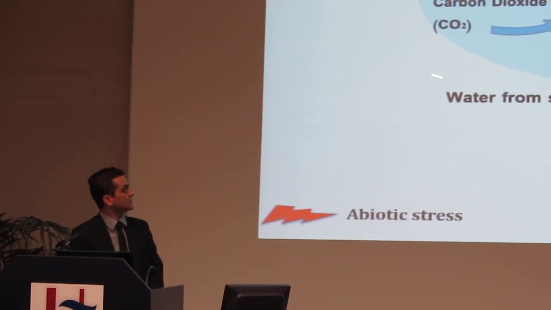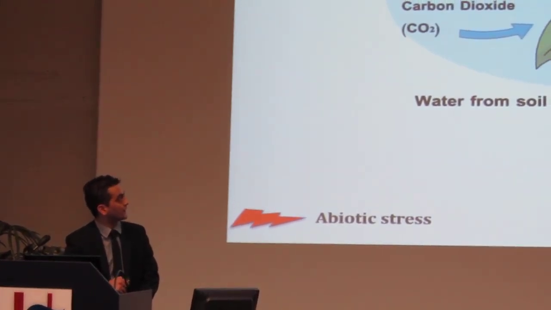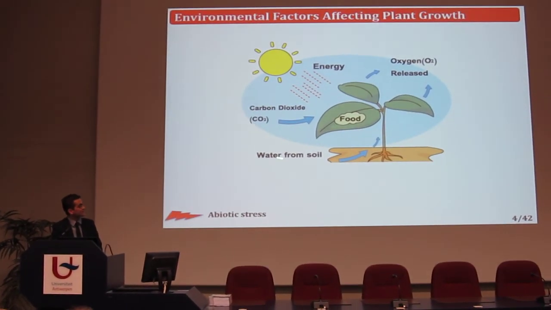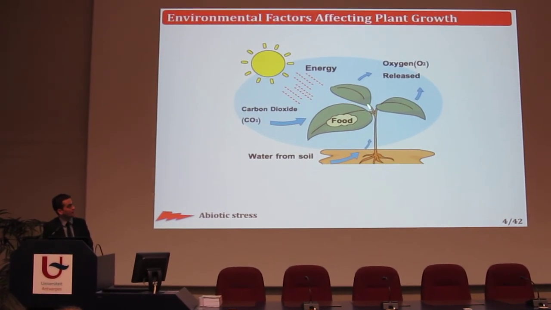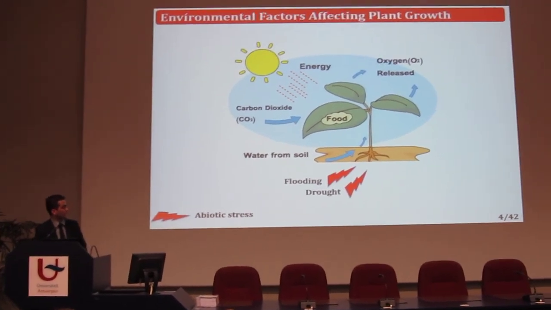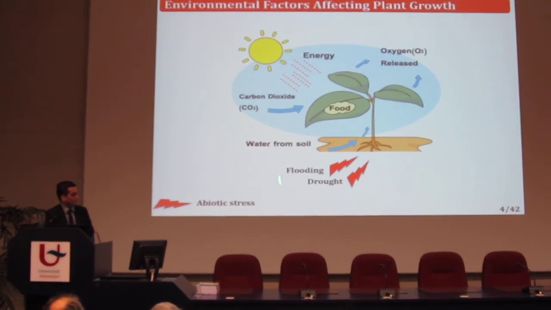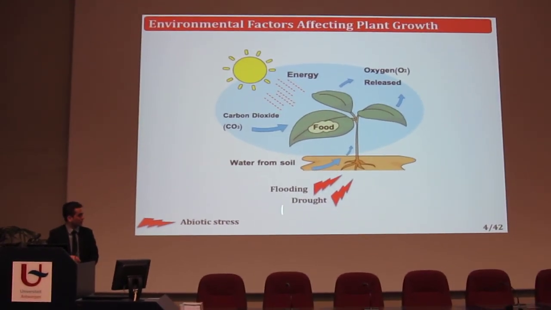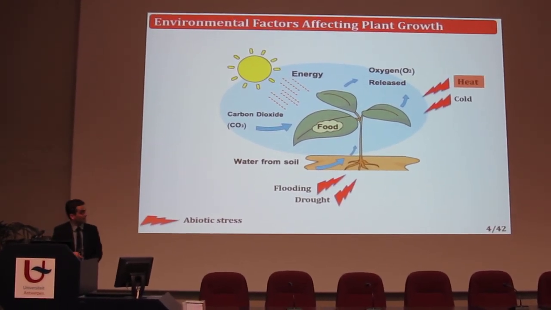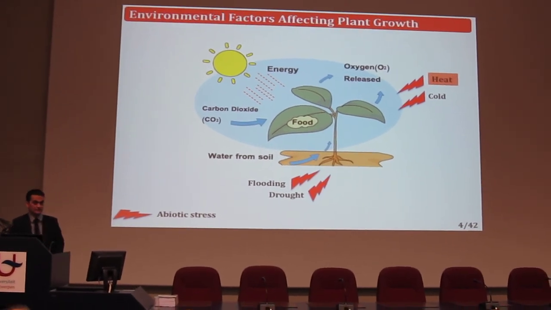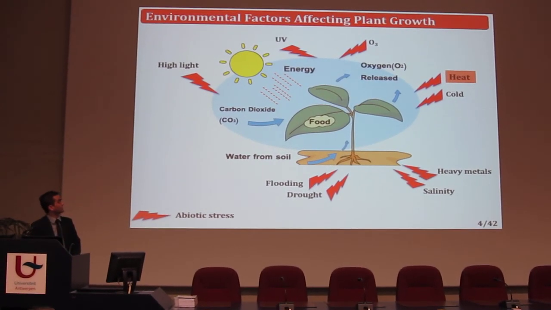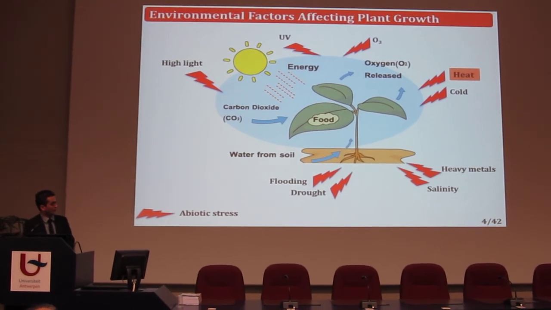In the natural environment, various environmental factors like CO2, water, and light energy interact with plants. In optimal conditions, these environmental factors are necessary for plants to synthesize food by the process of photosynthesis and release oxygen. But when the conditions are adverse, for example, heavy water in the form of flooding, or scarcity of water in the form of drought, these environmental factors are detrimental for plant growth. There are other environmental factors like heat and cold, which influence plant growth and reduce crop productivity, and various others like high light, UV, ozone, heavy metals, and salinity.